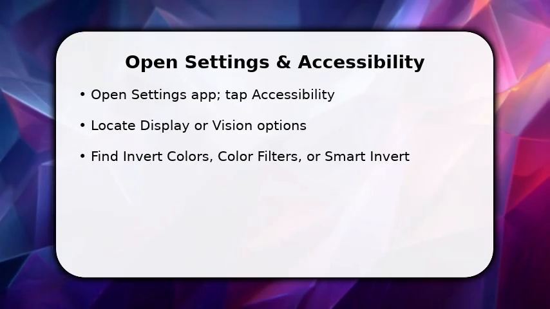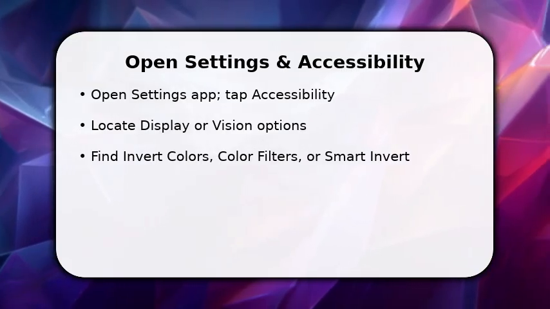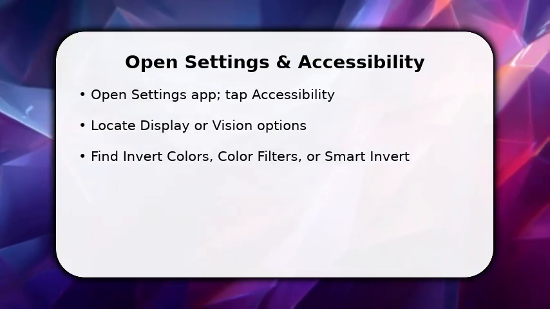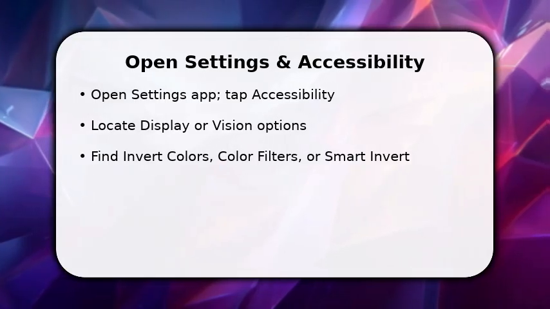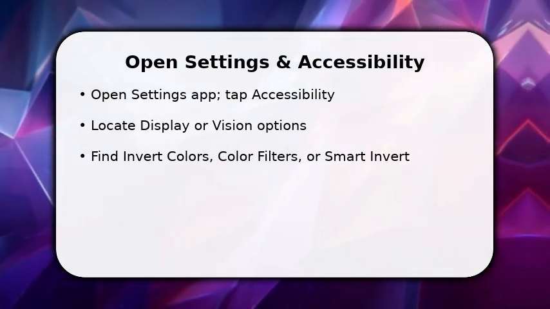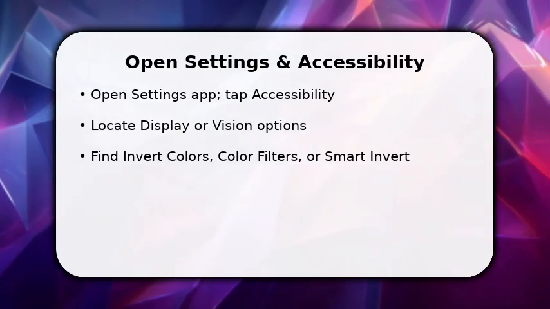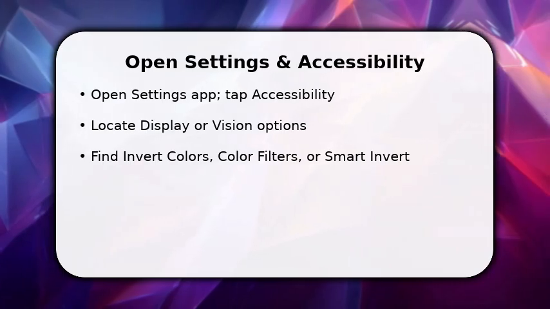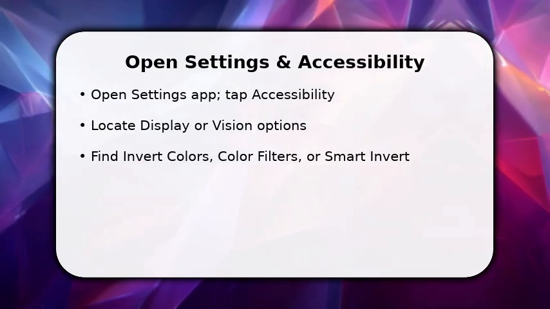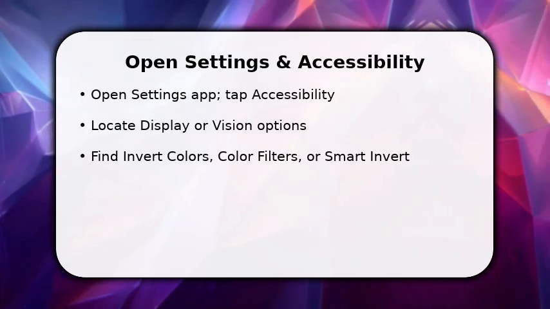You start by opening Settings and going straight to Accessibility so you don't waste time navigating general menus. Once there, tap Display or Vision options to reveal color and contrast controls. You'll see Invert Colors, Smart Invert, and Color Filters listed together. Make sure you identify which one is active by the toggle state.